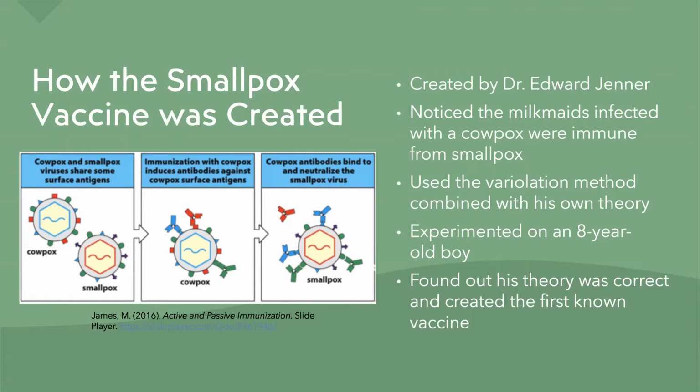He chose an 8-year-old boy as his subject, and he scarified the arm of the boy with the material of a cowpox lesion from the hand of an infected milkmaid. Then about 6 weeks later, he scarified the boy again, but with the material of a smallpox lesion. The boy did not develop any symptoms or lesions of smallpox, so Jenner was then convinced that he found a cure.